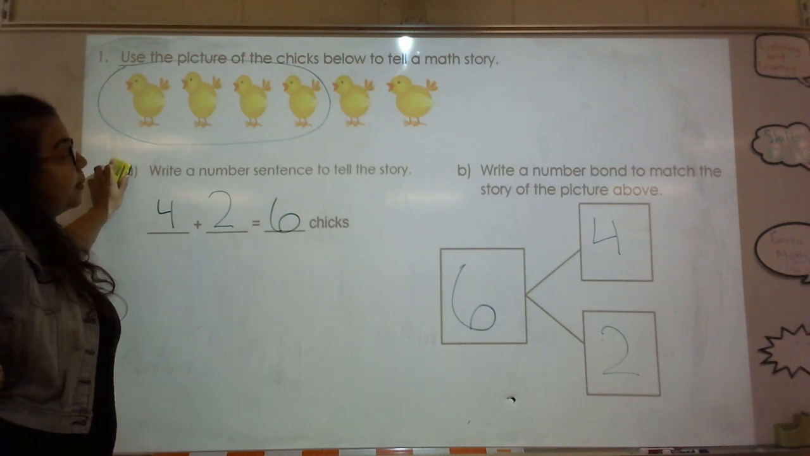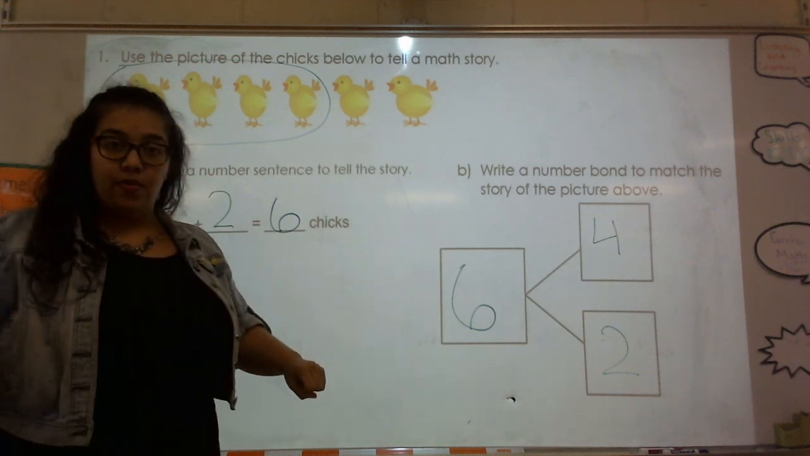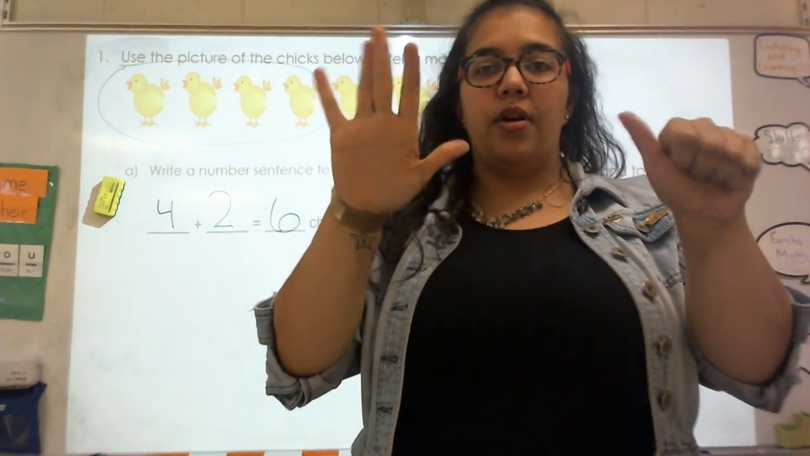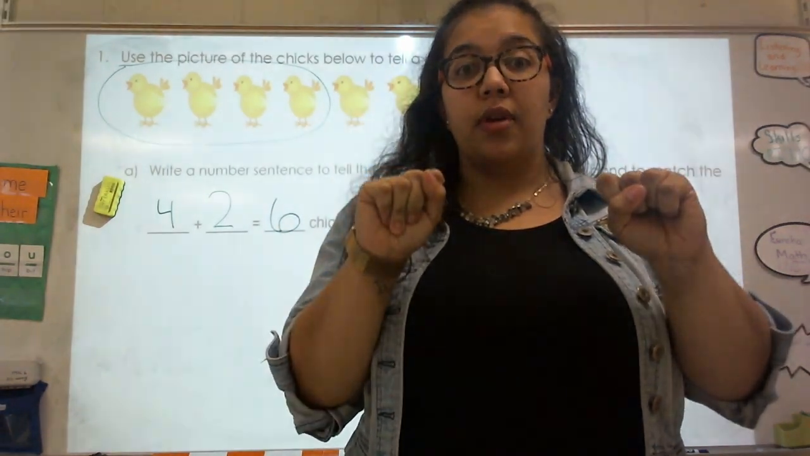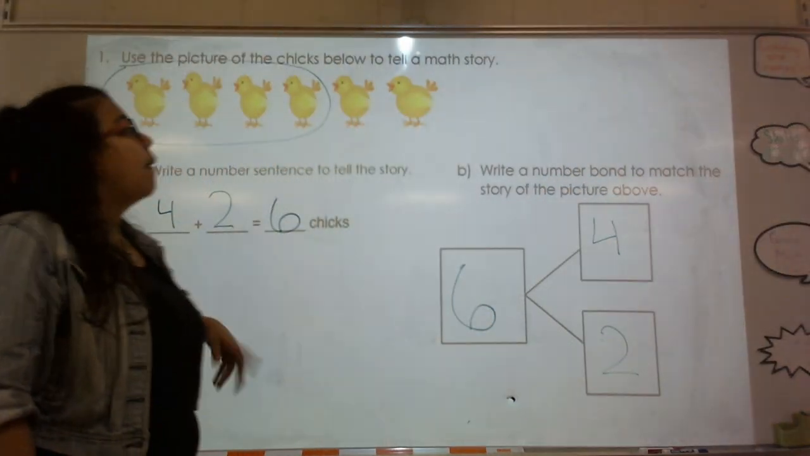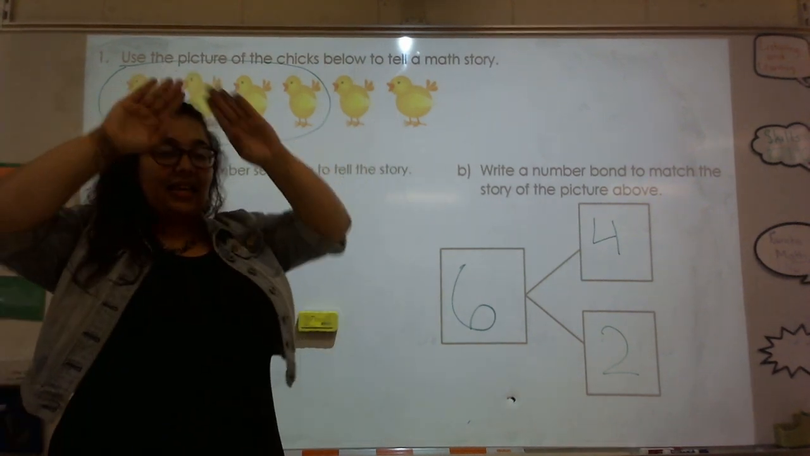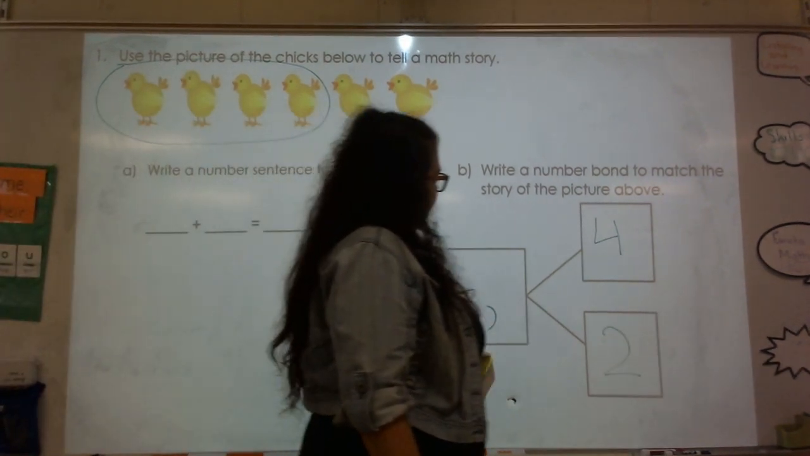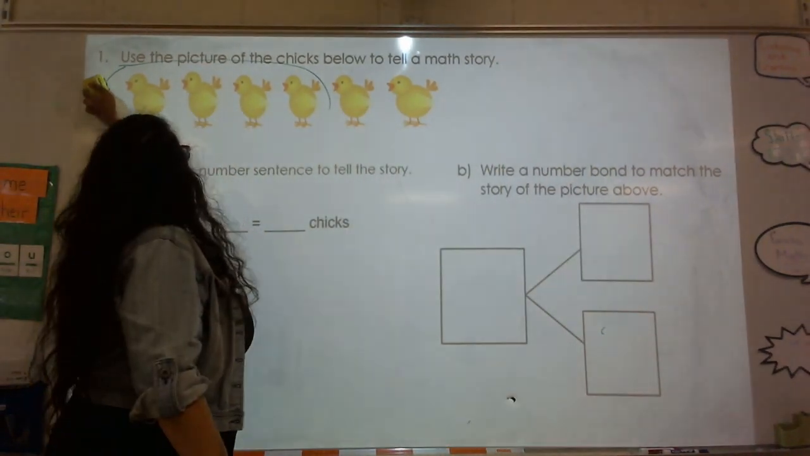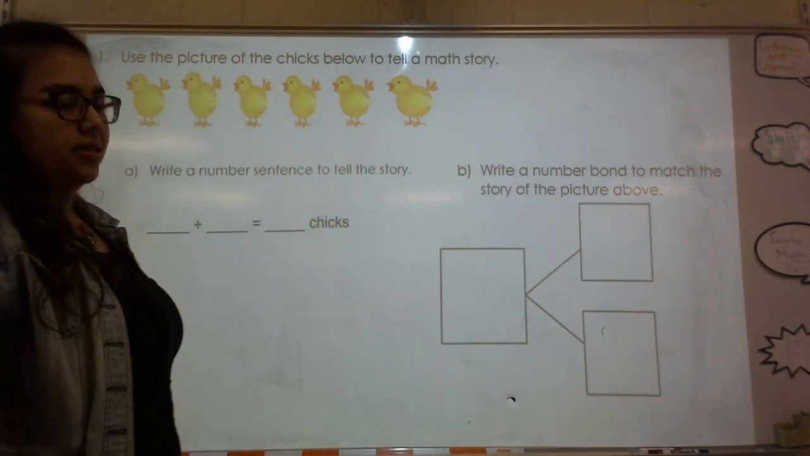So we used the picture of the chicks to tell a math story. We selected the groups to be 4 and 2. However, we could have also made groups that were 5 and 1, 3 and 3, 6 and none. These are all potential right answers because they are all ways to make 6. That's our only thing that had to stay the same: that our whole was 6 and that we were adding. We did not subtract. We did not lose these little chickies. We were adding and our whole is 6.